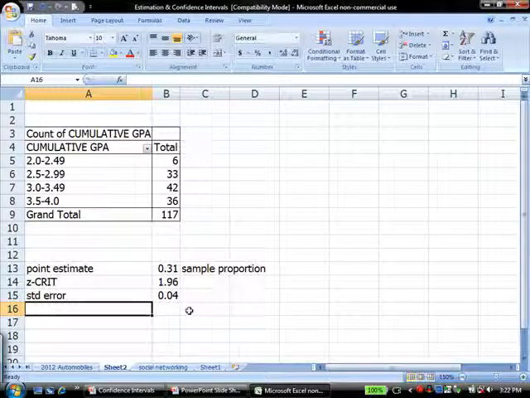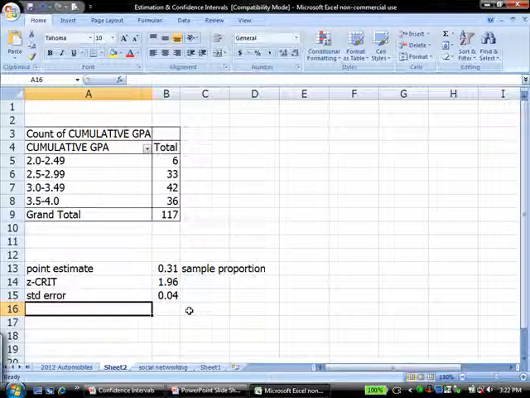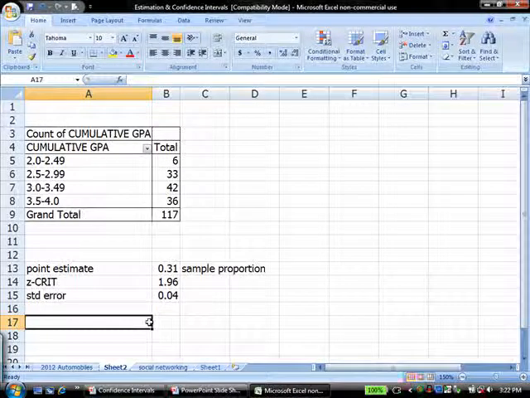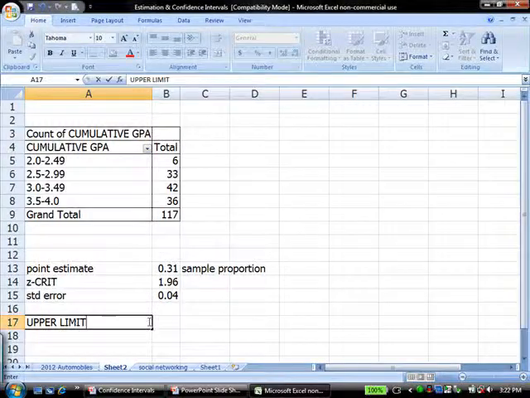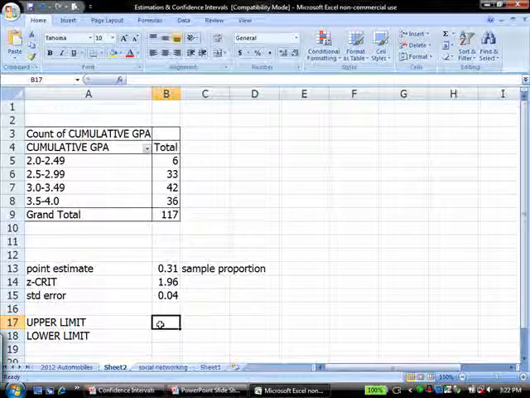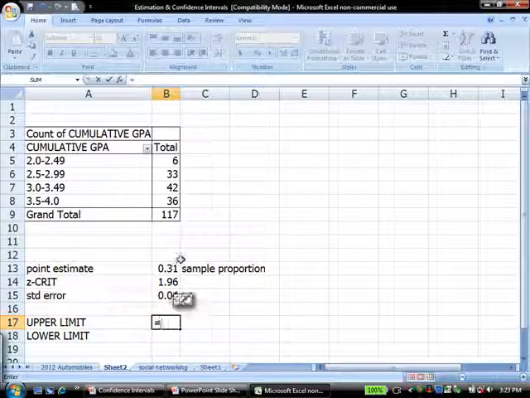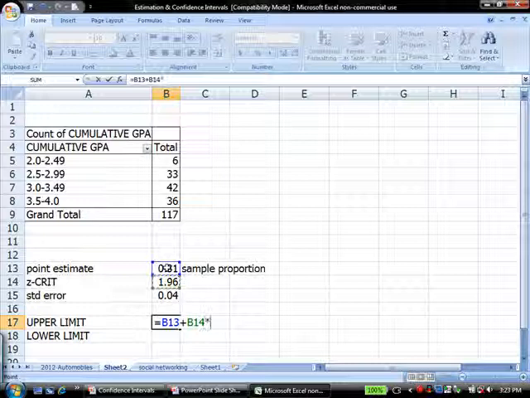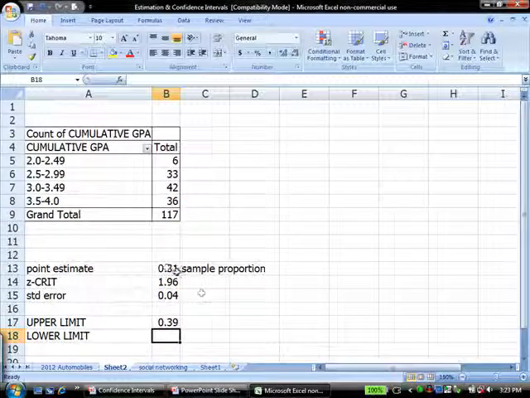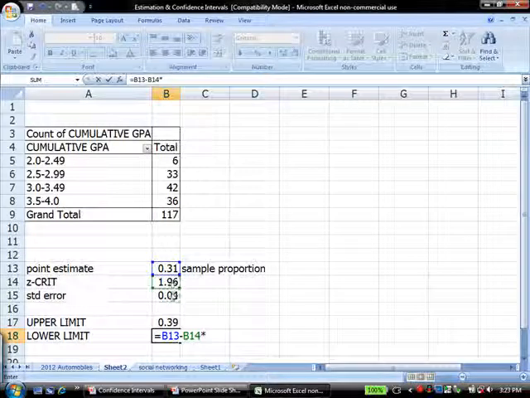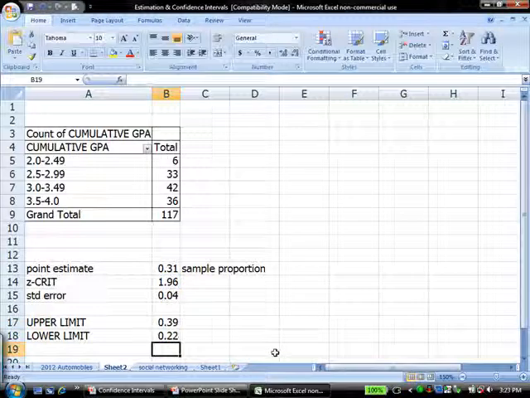So what does that mean? That's like saying 31% of the students get good grades, and the variability is about 4%. Okay, but we did not pull in the confidence level yet, so you know what's coming next. The upper limit and the lower limit. And you know how this goes. You remember from the confidence interval for the mean. So we'll take the sample proportion plus z critical times standard error, and there's our upper limit. And we'll take the sample proportion minus z critical times standard error, and there's our lower limit.